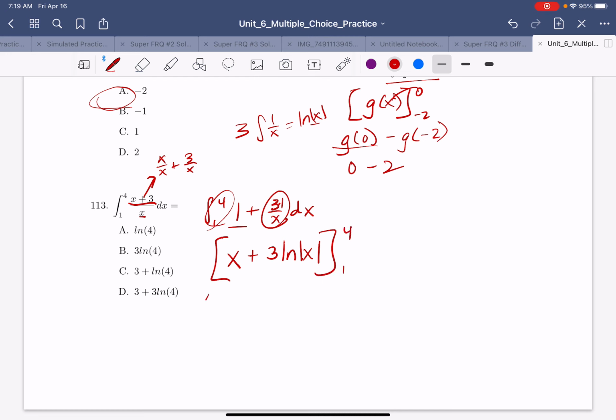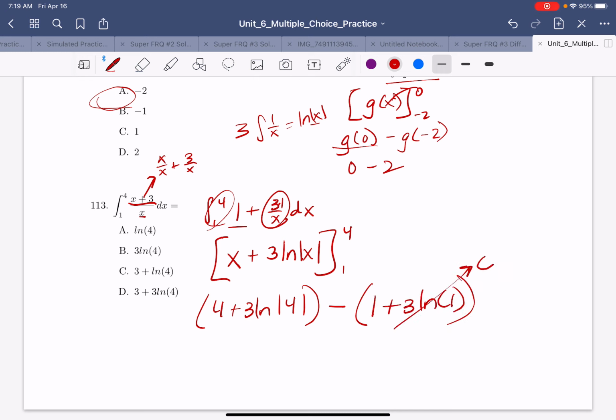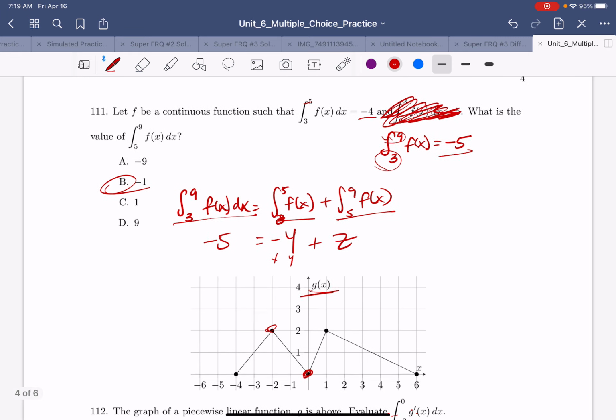Now I'm going to plug in 4 first. So 4 plus 3 natural log of 4. I didn't need the absolute values there, because 4 is a positive number already. Minus, if I plug in 1, it'll be 1 plus 3 natural log of 1. Natural log of 1 is 0. If I do 4 minus 1, that'll be 3 plus 3 natural log of 4. Why is that not an answer choice? Oh, D. There we go. I don't know why I wasn't writing. Okay.